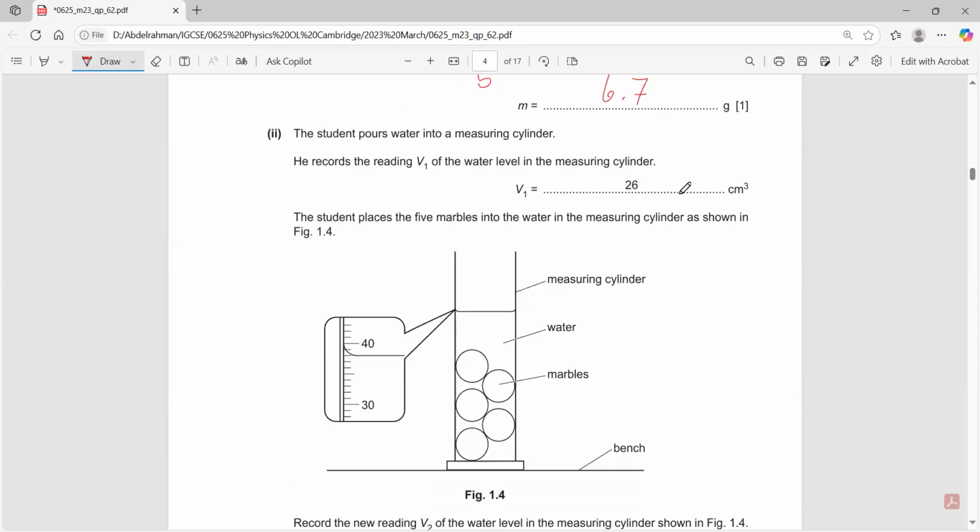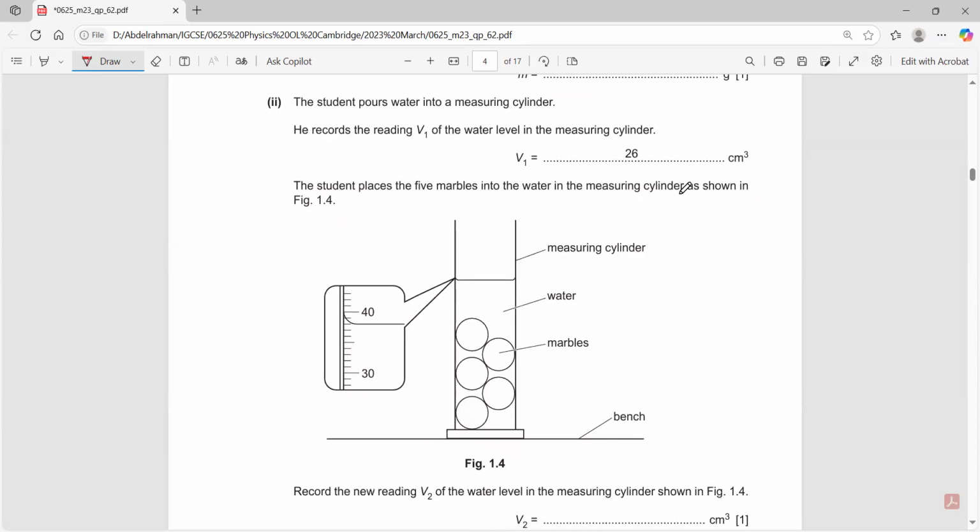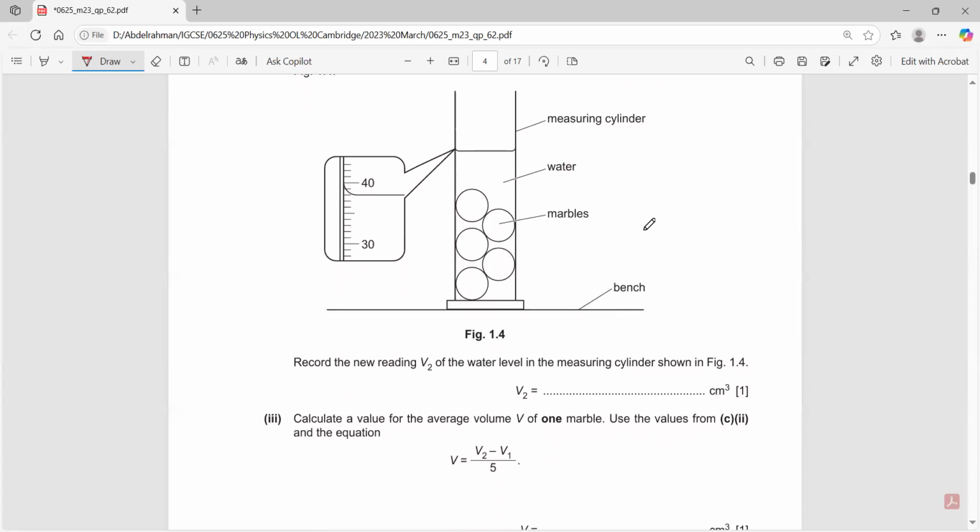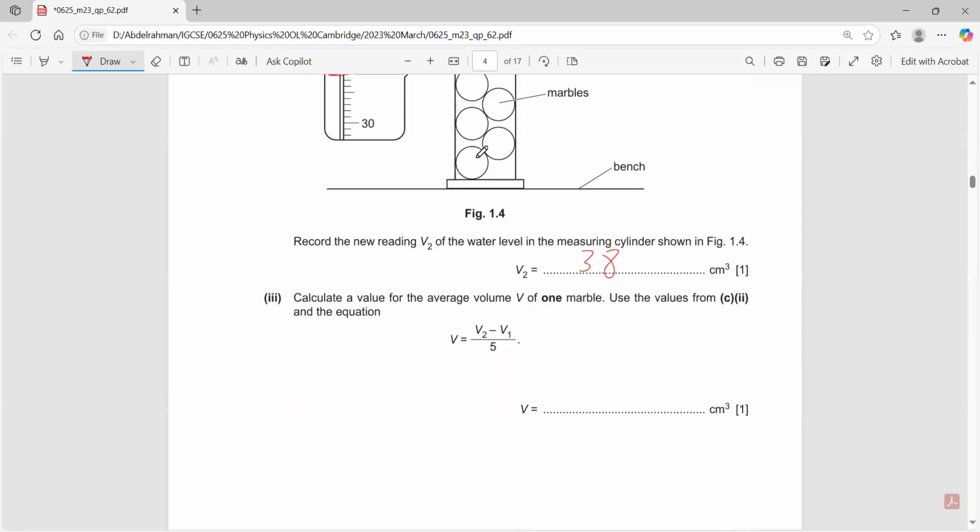Student pours water into a measuring cylinder. Volume of the water was 26 centimeters cubed. When he added 5 marbles to the measuring cylinder, can I take the new reading? Yes, I can take the new reading. Is the new reading 40? No, it's not 40. Take the reading from the bottom of the meniscus, which is 38 centimeters cubed. You have to take the reading from the bottom of the meniscus.